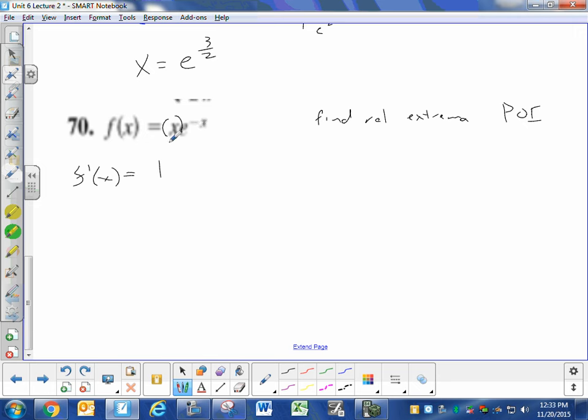So the derivative of x is 1 times e to the negative x. That's the derivative of the first times the second. Plus the derivative of e to the negative x. Okay, let's remember the derivative of e to a power is just e to the power.